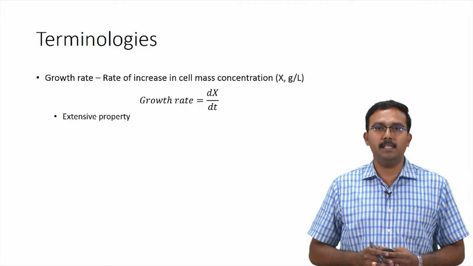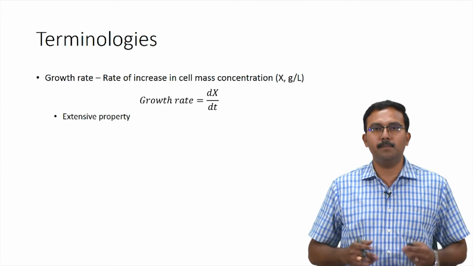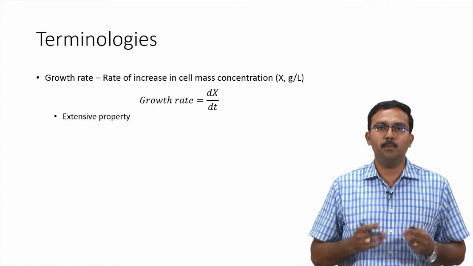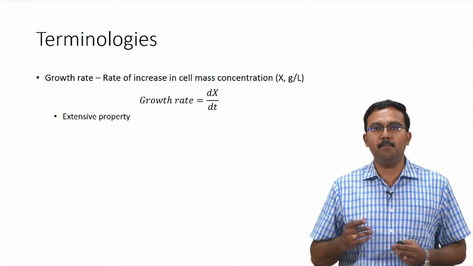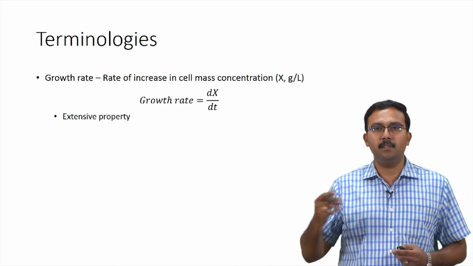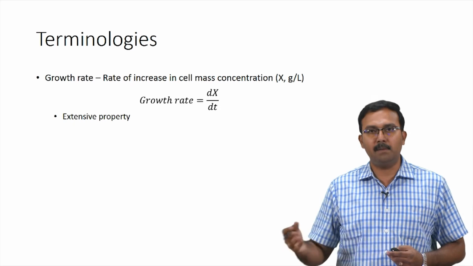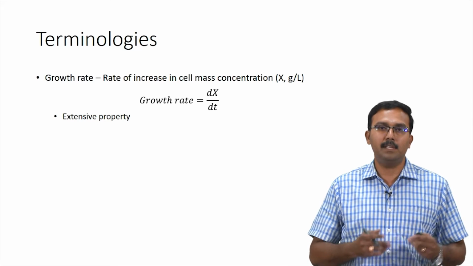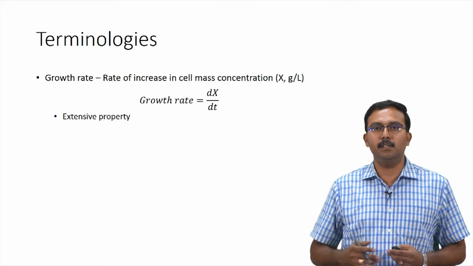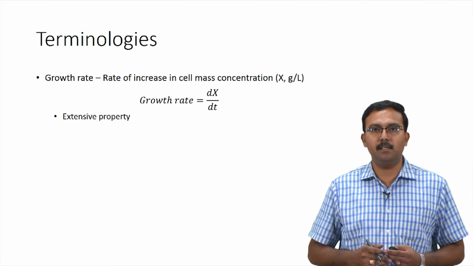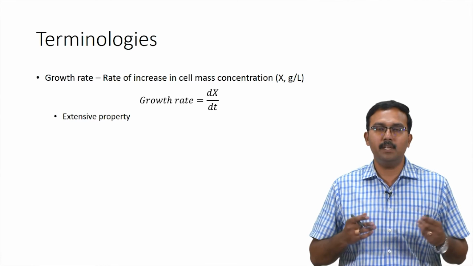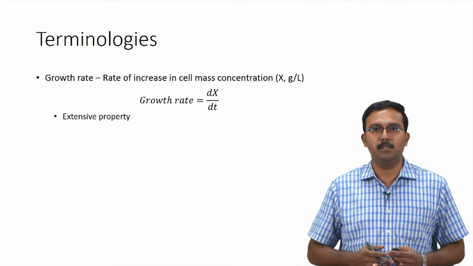So, we need to understand that this is an extensive property, which means it depends on the size of the system. So, if you start with 1 gram per liter cells and the doubling time is 10 minutes, after 20 minutes you would have 4 grams per liter of cells, whereas if you start with 10 grams per liter cells initially, after 20 minutes you would have 40 grams per liter and your growth rates are technically different. This is because of the initial inoculum size that has been used.